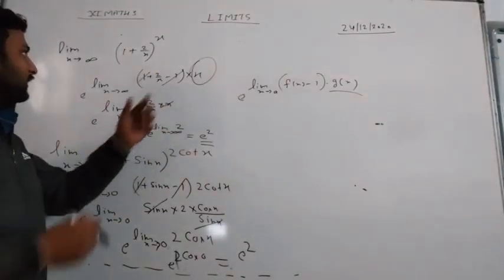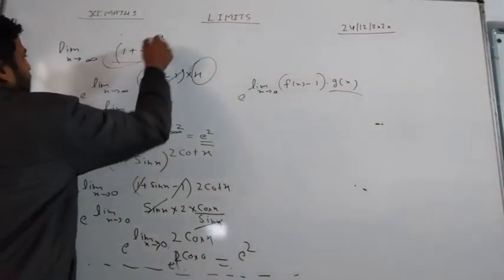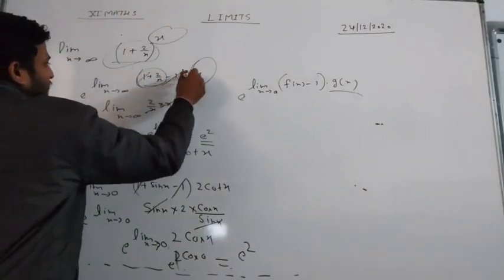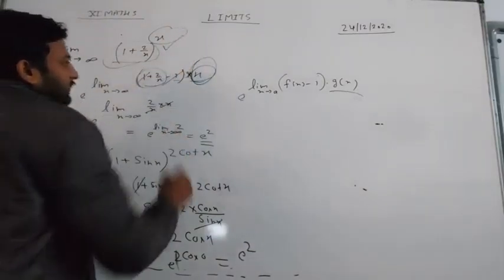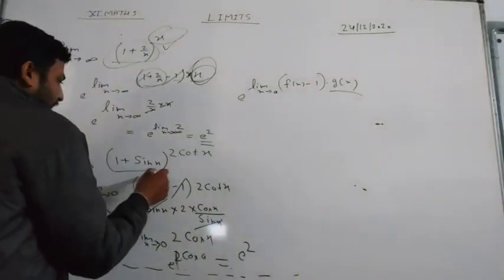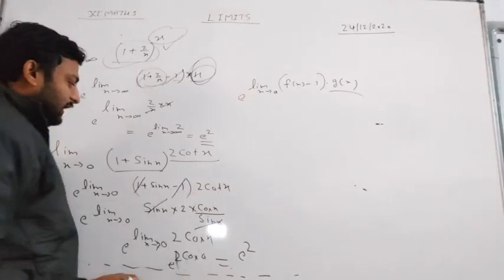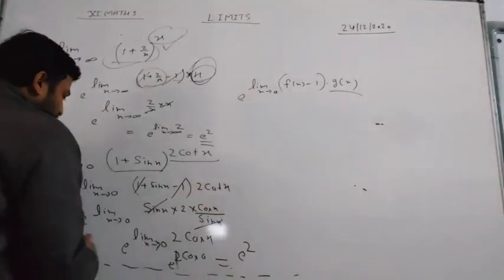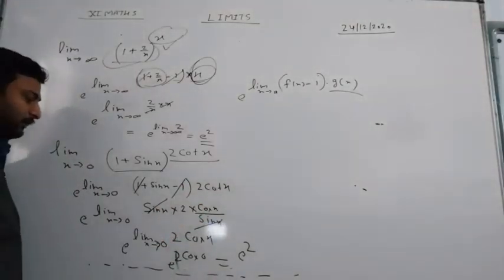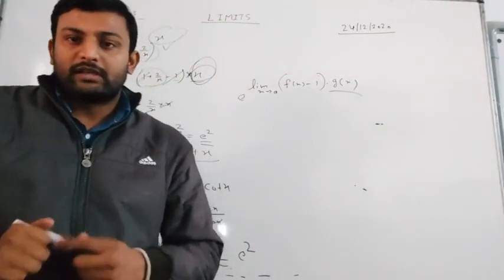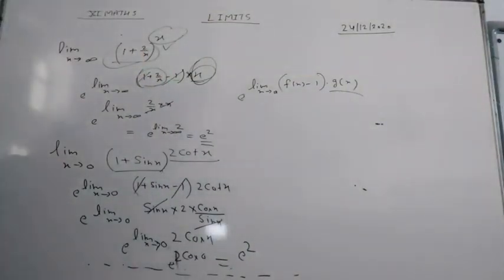In this, look, this is our f(x) and this is g(x). So we have written f(x) minus 1 into g(x), which is this. Here again, this is f(x) and this is g(x). So f(x) minus 1 into g(x), and further solving after e to the power, putting the value of the limit, we get our result. I hope you understand, students. Let's see some other question.